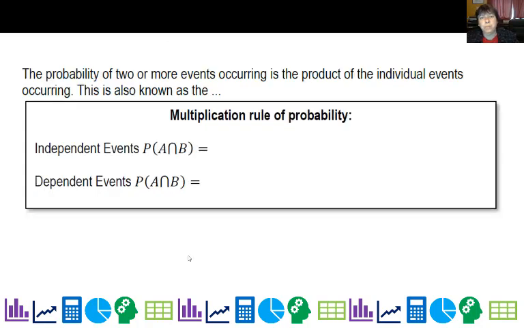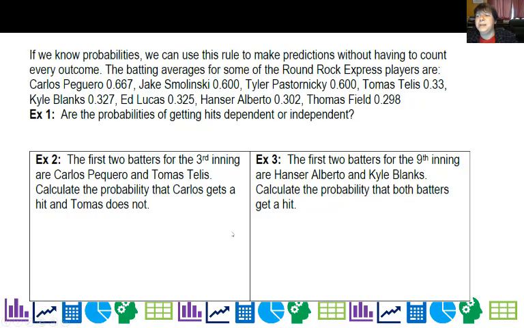This leads us to the multiplication rule of probability. If you want to know the probability of doing one thing and then another, and that's where the and symbol comes in, it's the probability of A multiplied by the probability of B. You can also write it this way to indicate given, because sometimes the probability of B depends on what happens with A. So let's cover this example.